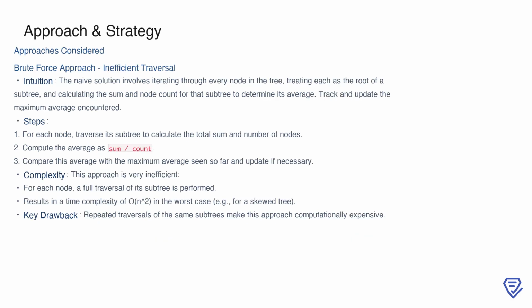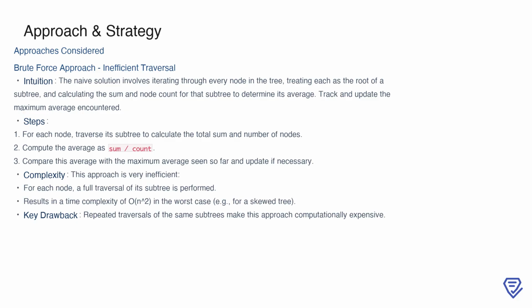To solve the maximum average subtree problem, one possible approach is the brute force method. The intuition behind this method is straightforward. For each node in the tree, treat it as the root of a subtree, and calculate the sum of all the node values and the total count of nodes in that subtree. Using these values, you can compute the average as the sum divided by the count.